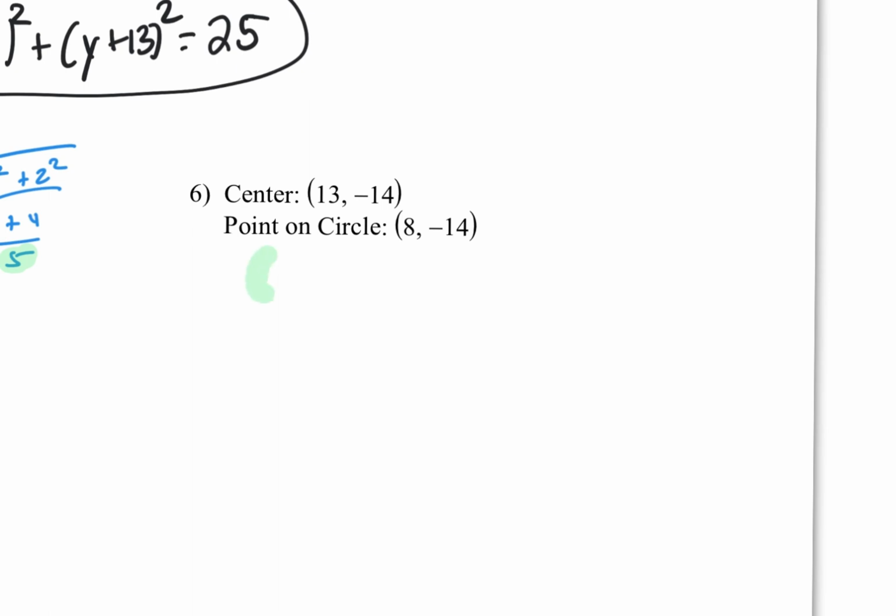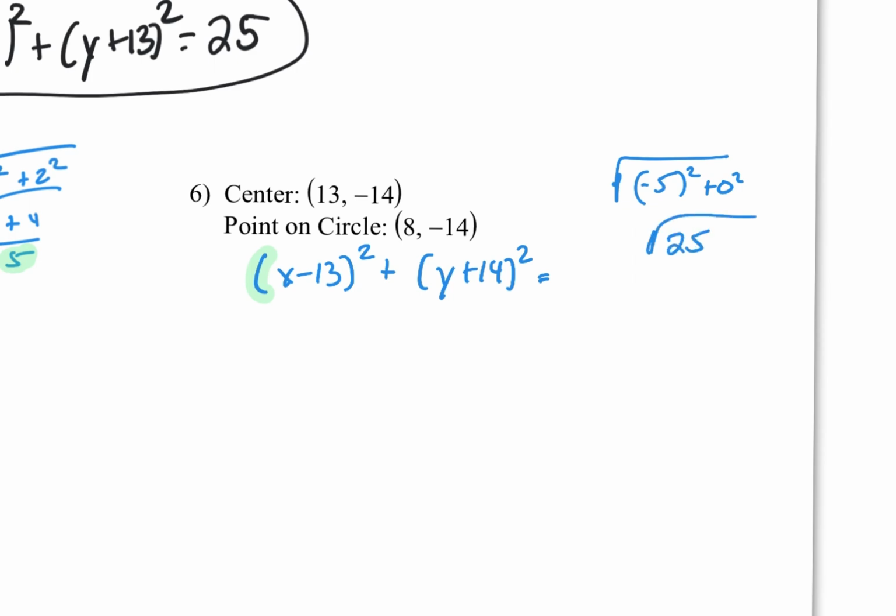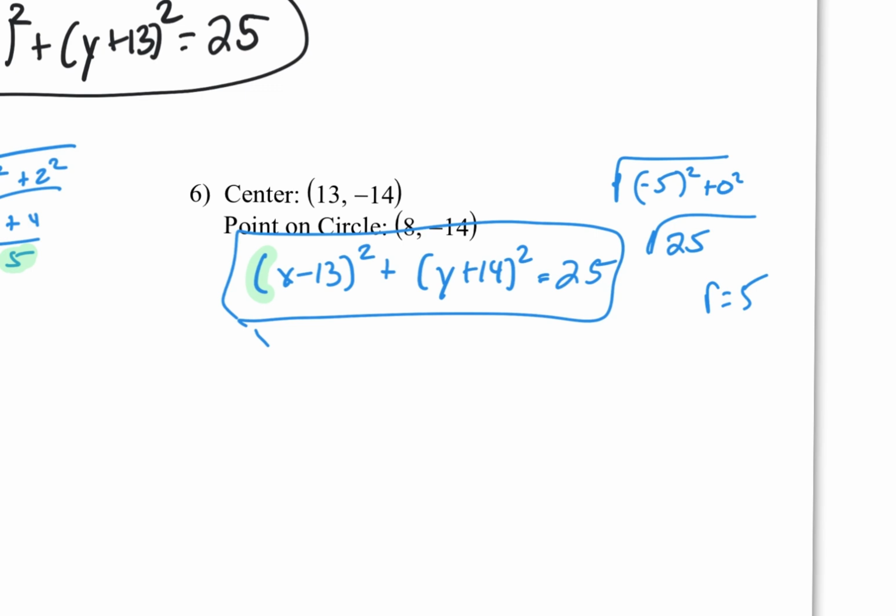Okay, so we should have x minus 13 squared plus y plus 14 squared equals the difference between 13 and 8. So it's -5 squared plus 0 squared. So that's 5 squared is 25. So this is just going to be 25. Right, your radius is 5. But remember, it's always r squared.